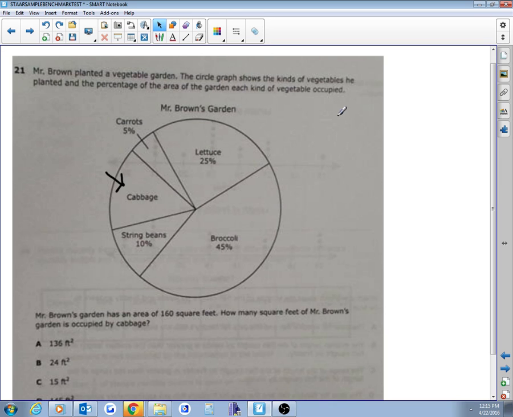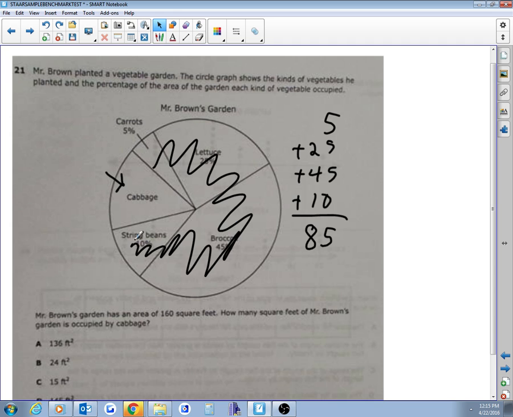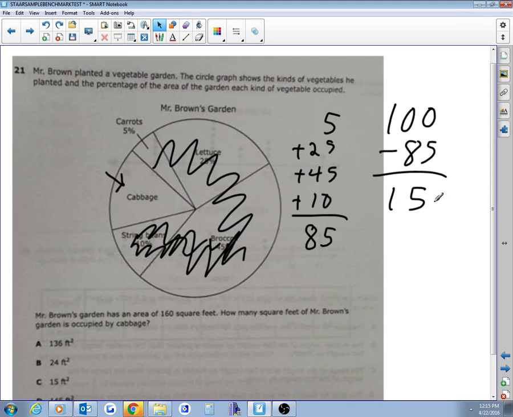So if we add these up, 5 plus 25 plus 45 plus 10, that brings us to 85. So all this represents 85%. This must be the rest. So the whole garden is 100% minus the 85%. This cabbage must represent 15%. That's 15% of the garden. And the garden is 160 square feet. So we've got to find 15% of 160.